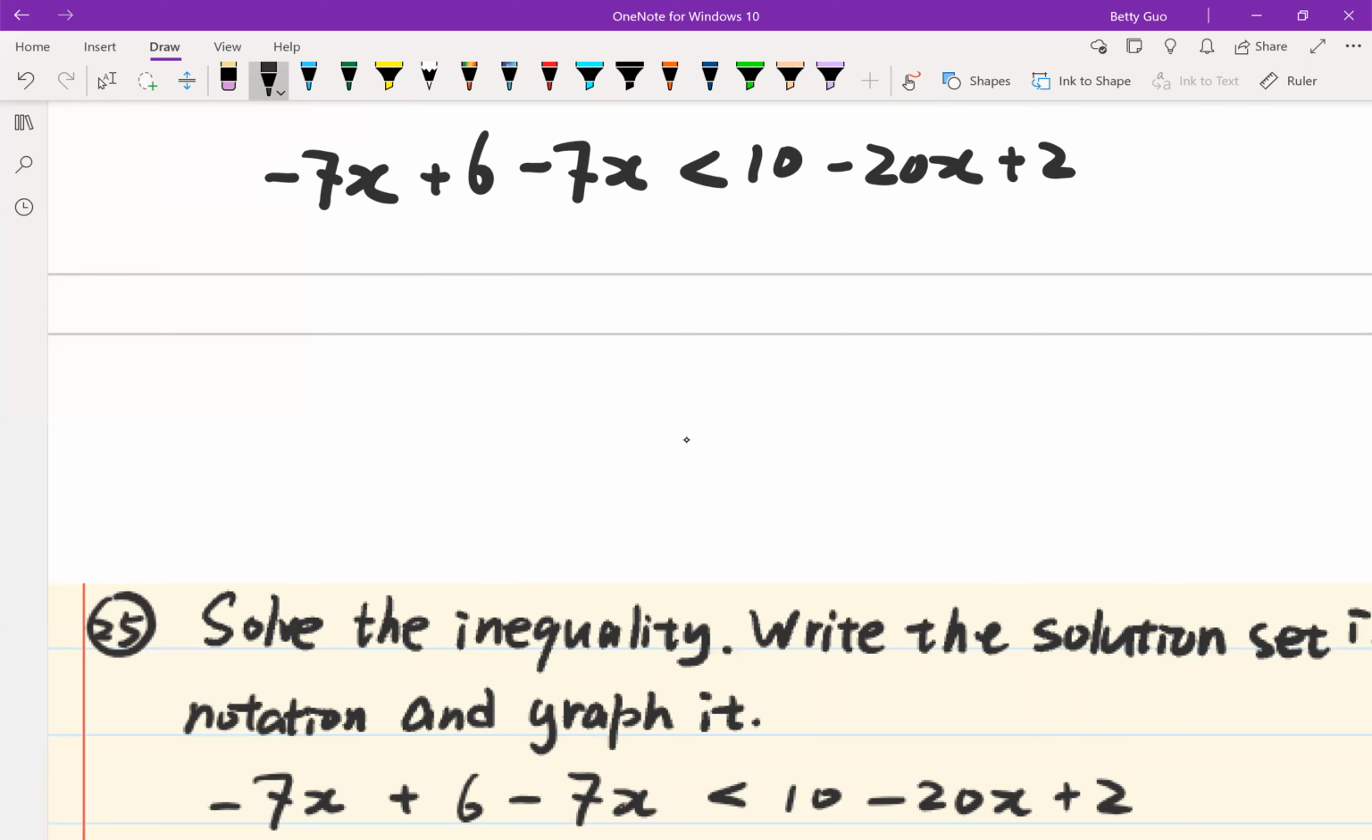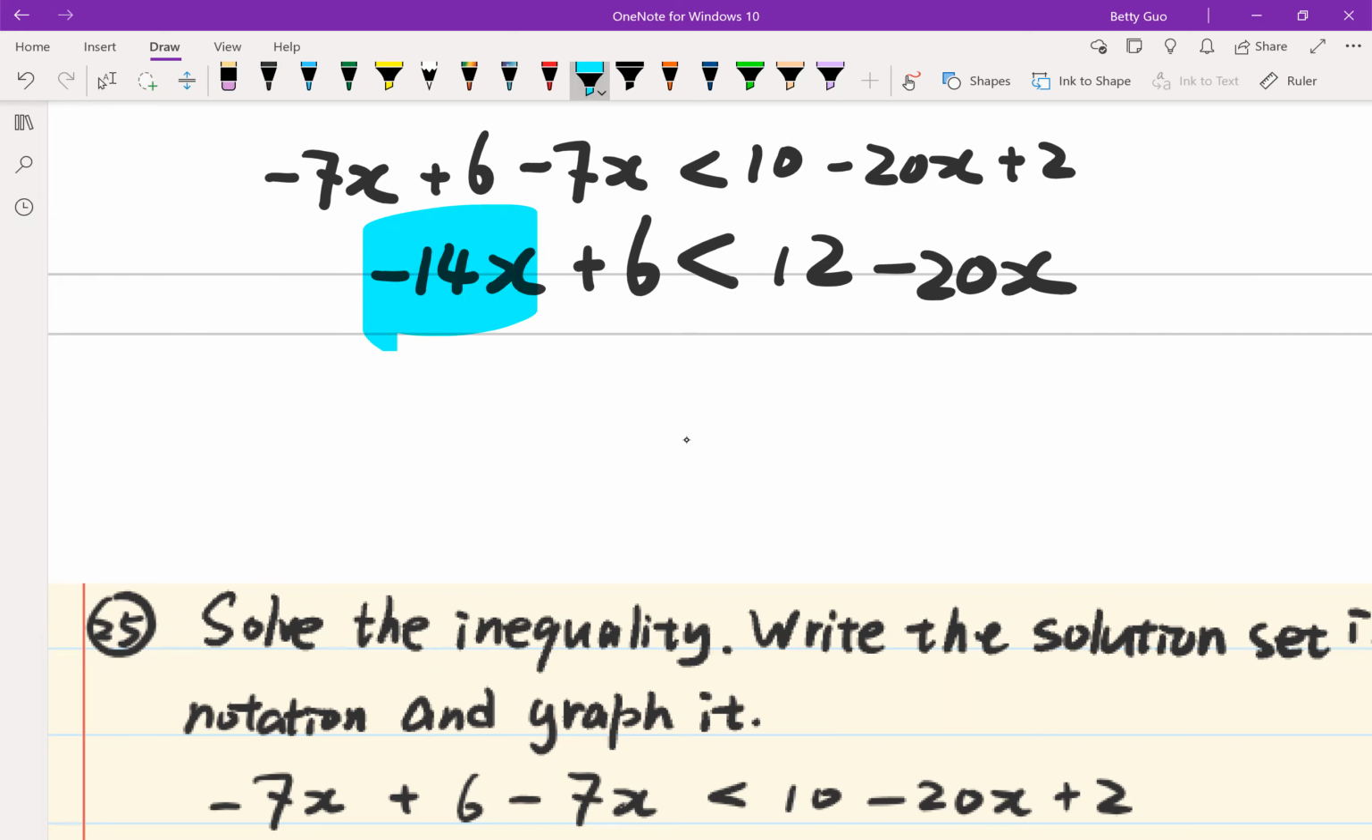Okay, simplify the left-hand side. You should feel familiar because we did the same thing yesterday. How do we simplify the left-hand side? -7, -7. Do we have a -14x? Right-hand side, 10 plus 2.